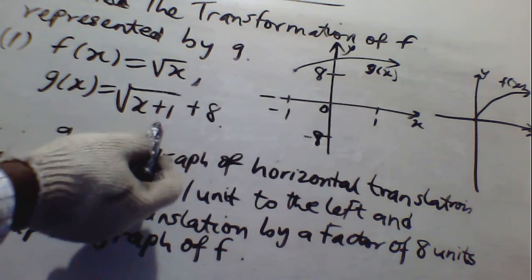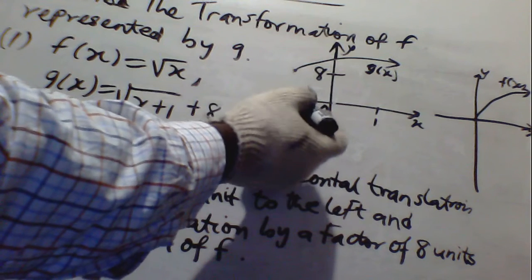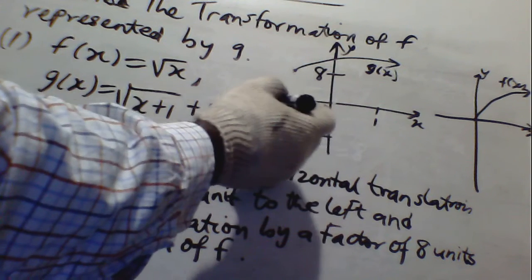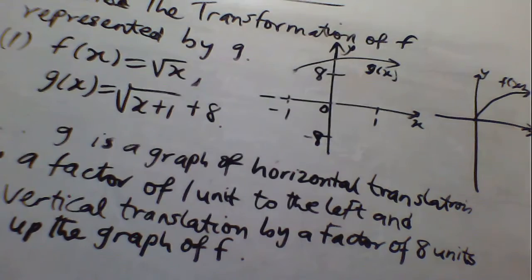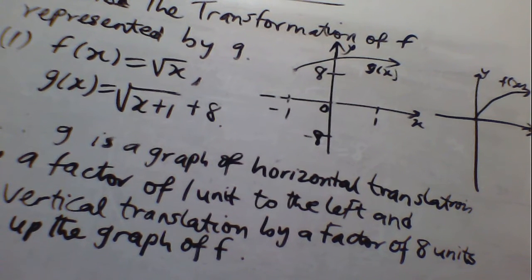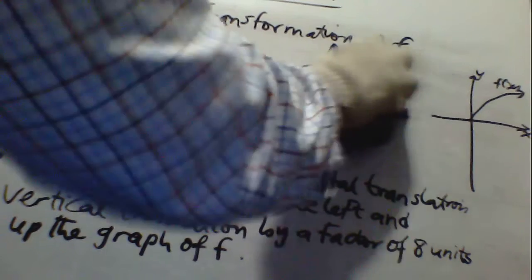A horizontal translation 1 unit to the left. Here is the parent. I move 1 unit to the left, and then observe the other instruction: 8 units up. I go up, and then I graph it. So this is how the graph looks like. If a table of values is given, you may plot an accurate graph, but this is just a sketch. Have any question before we continue? All right, let's go for a second example.